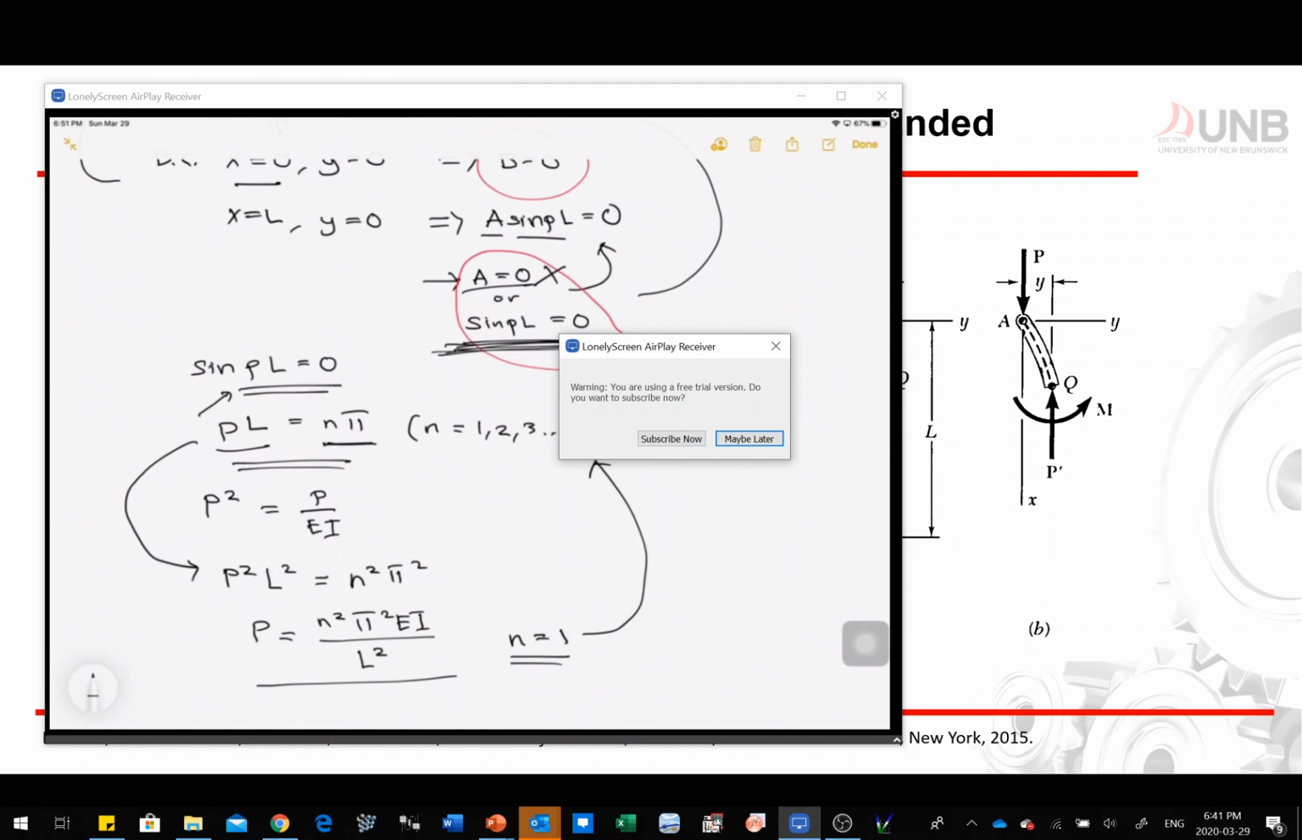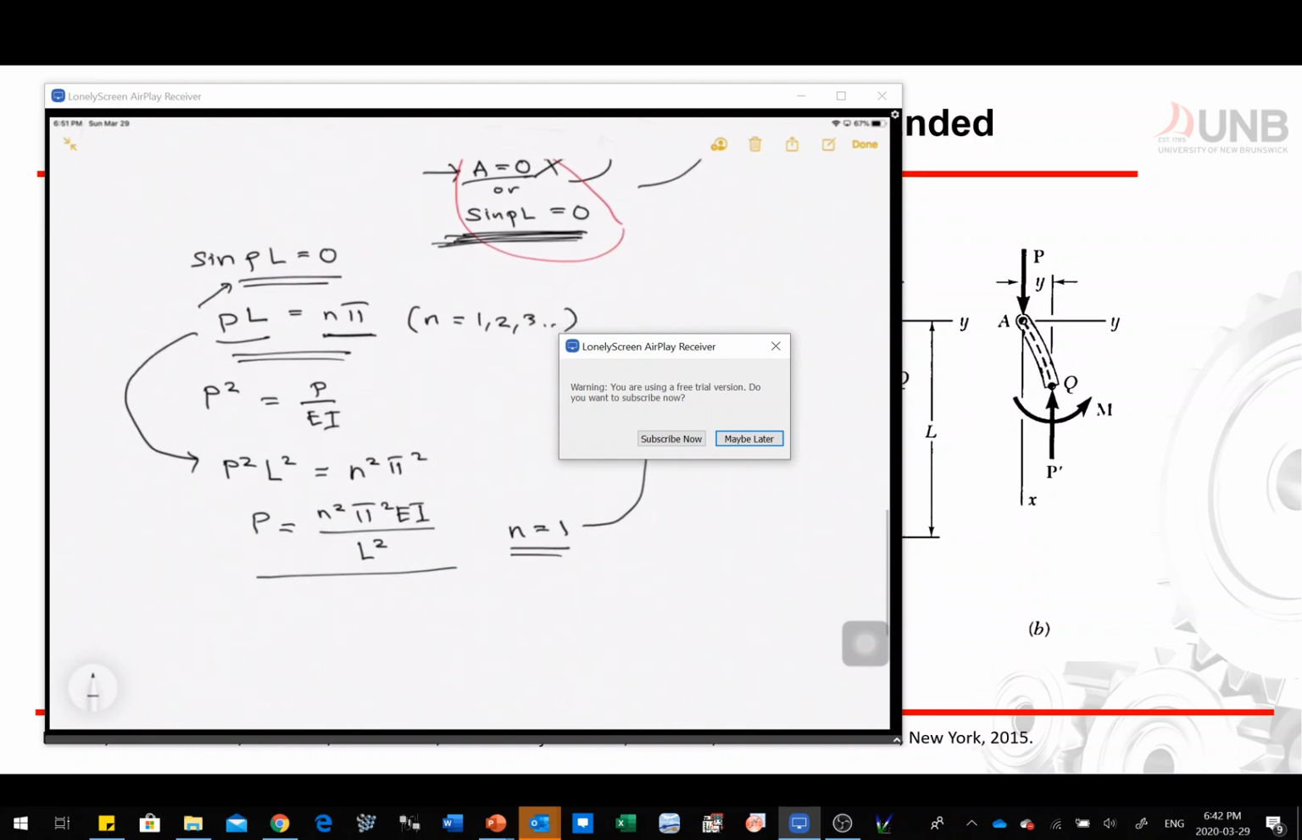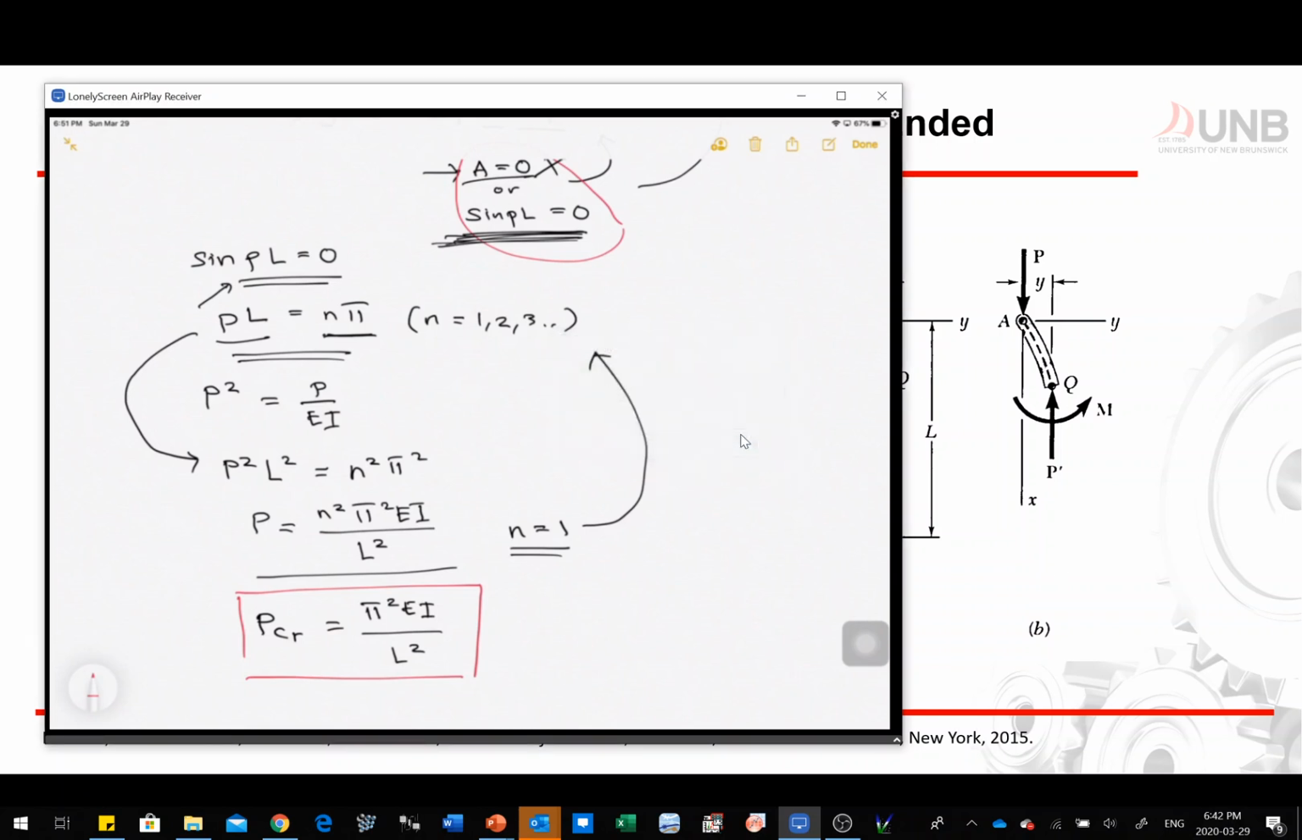Which means that would be the critical amount of force, so we are going to use n is equal to 1. And eventually, we're going to end up with this equation right here, which we wrote earlier, which is P critical is equal to pi squared EI divided by L squared. So that's the final equation for determining the critical amount of force to buckle your structure.